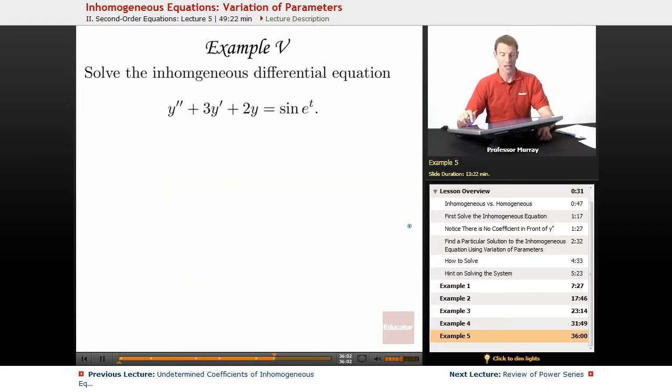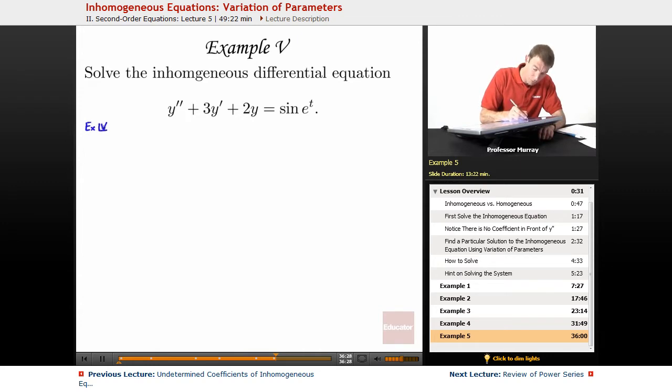So for example 5, we're going to solve the inhomogeneous differential equation y double prime plus 3y prime plus 2y is equal to sine of e to the t. And let me remind you that we solved the homogeneous equation for this one in the previous example. So let me bring you up to date with what we learned from example 4 here.